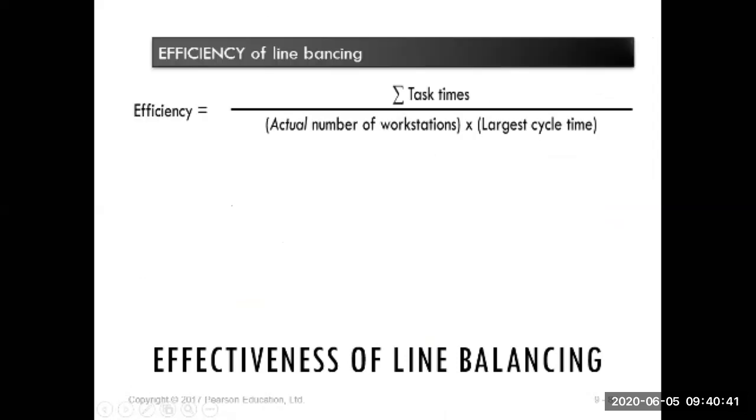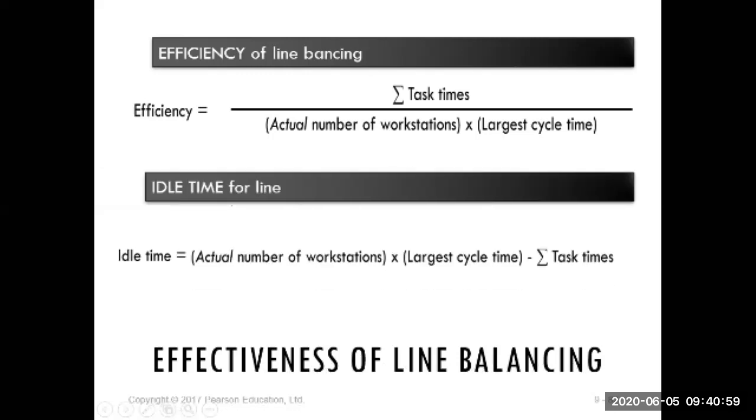Next we can calculate the effectiveness of the line. We want to identify the efficiency of the line balancing. To calculate the efficiency: total task time divided by the actual number of workstations times the largest cycle time. We can also identify the idle time for the line. The formula for idle time is the actual number of workstations times the largest cycle time, minus task time.